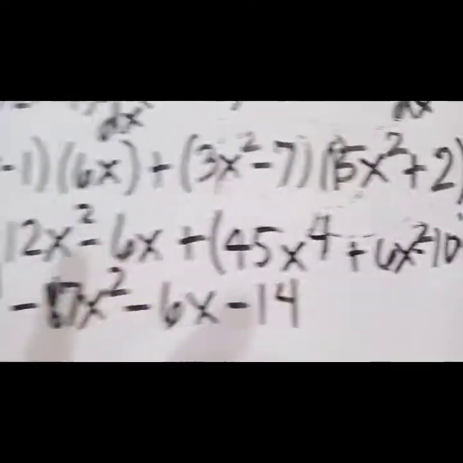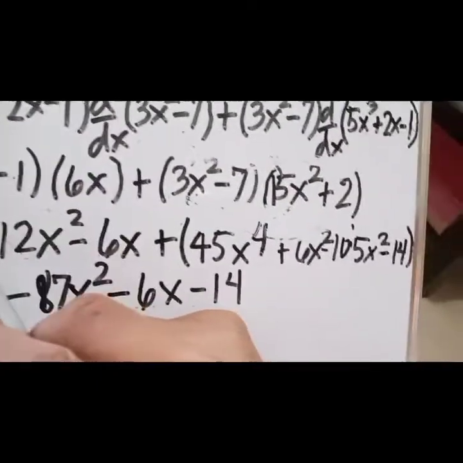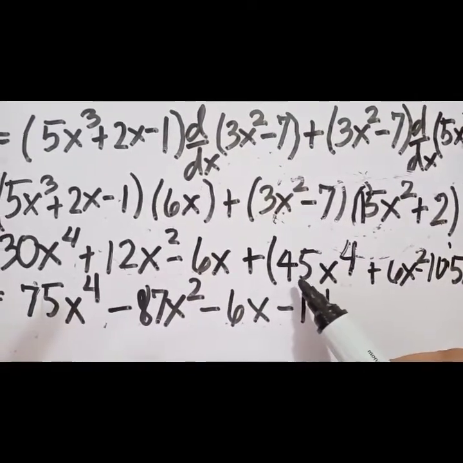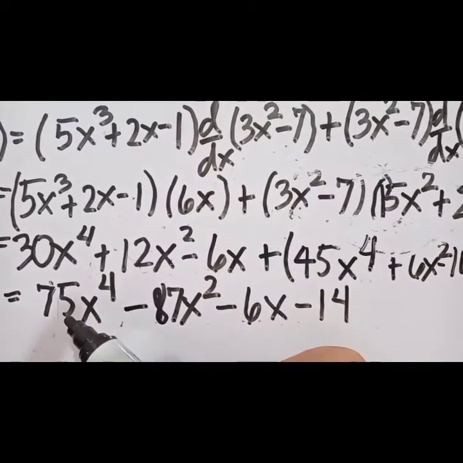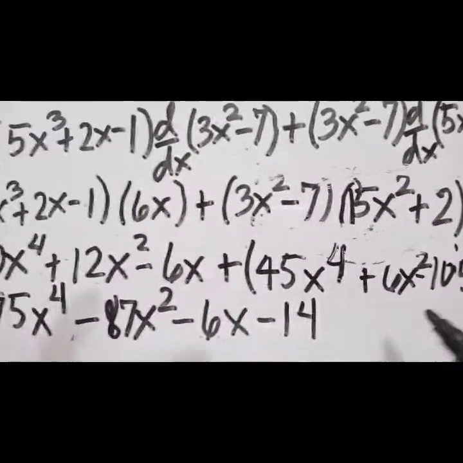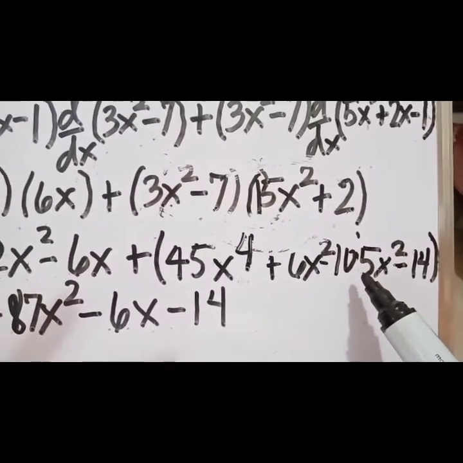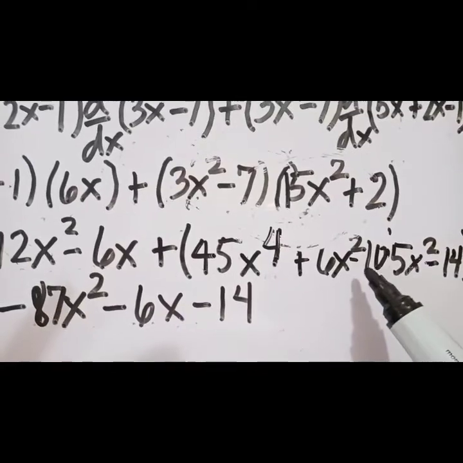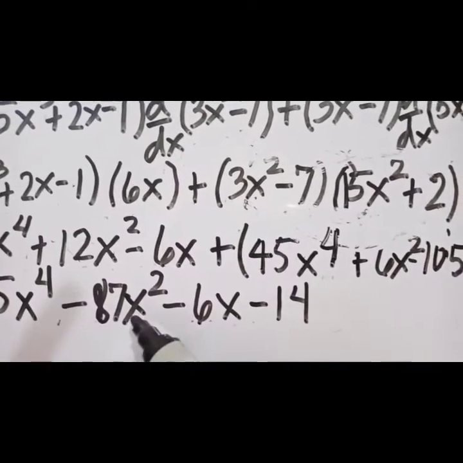Now after that, ating hanapin ang mga common term. Since ang highest degree is 4, we have 30x to the fourth and 45x to the fourth. The sum is 75x to the fourth. The next degree is 2. We have 12x squared, 6x squared, negative 105x squared. Now, the sum is 12 and 6 is 18. Then negative 105, that will be a negative 87x squared.